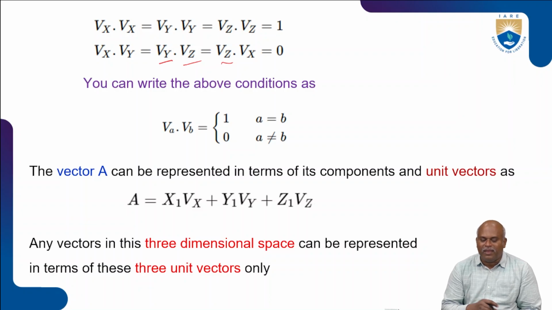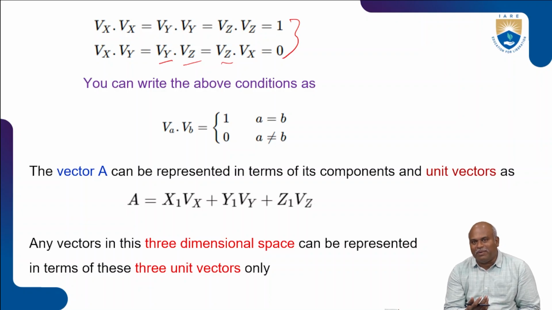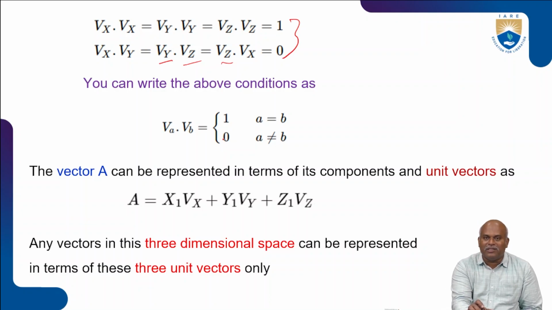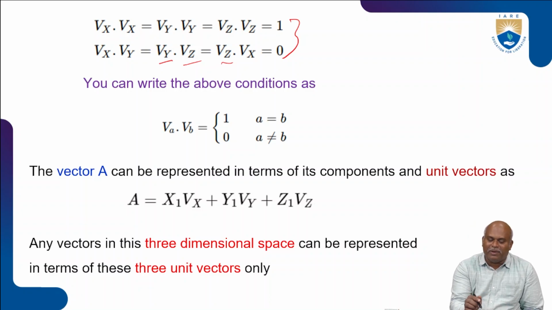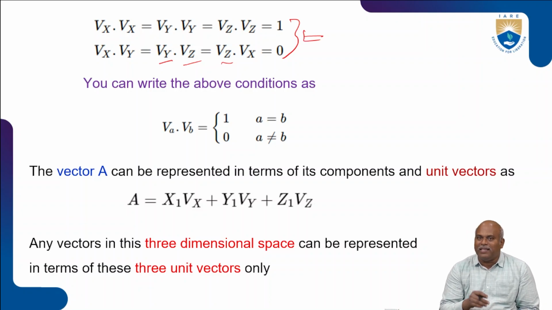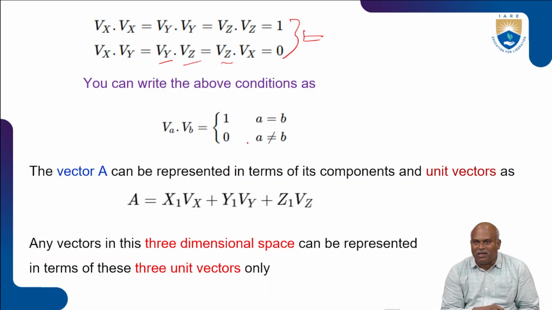So these two cases I represent mathematically: VA·VB is equal to 1 when A and B are equal. If A and B are not equal, I represent it as 0. This equation is the mathematical representation of the orthogonality function. I simplify it mathematically for VA and VB, two vectors in three dimensions. The value is 1 when A and B are equal. If not, when A and B are not equal, VA·VB is equal to 0.